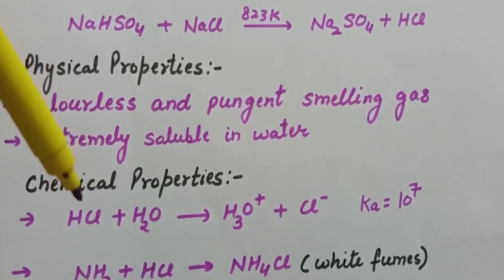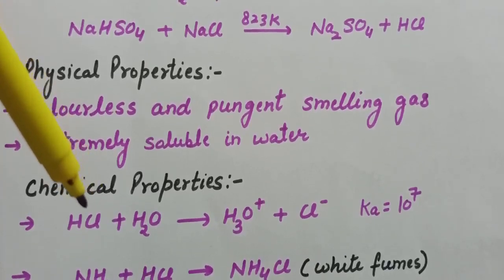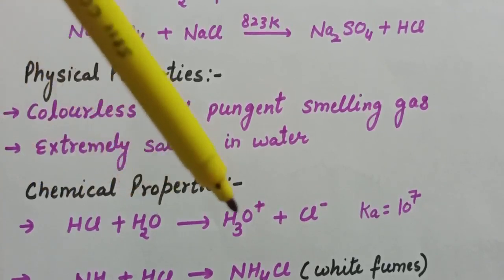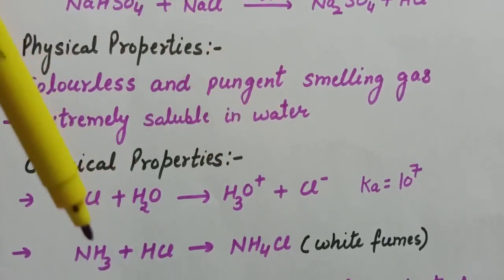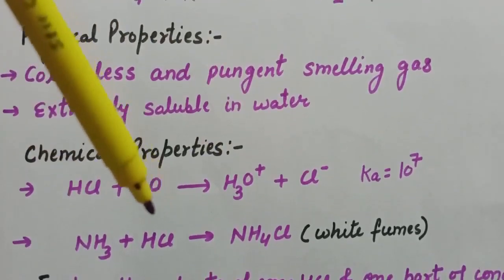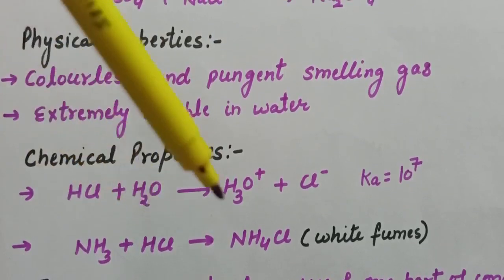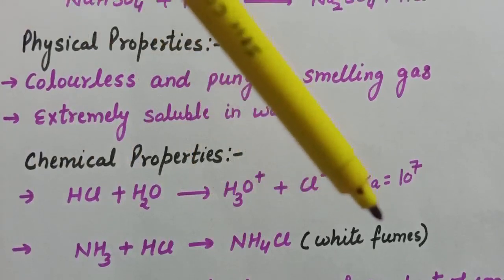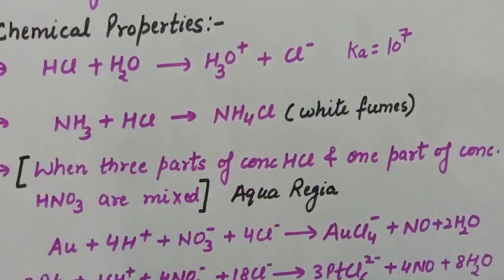Being strong in nature, it will dissociate into H positive and Cl negative, and this water will accept H positive ions, and therefore it will form H3O positive and Cl negative. Next, hydrochloric acid also reacts with ammonia, and the reaction is NH3 plus HCl. Here ammonium chloride is formed and white fumes are released when we treat ammonia with hydrochloric acid.